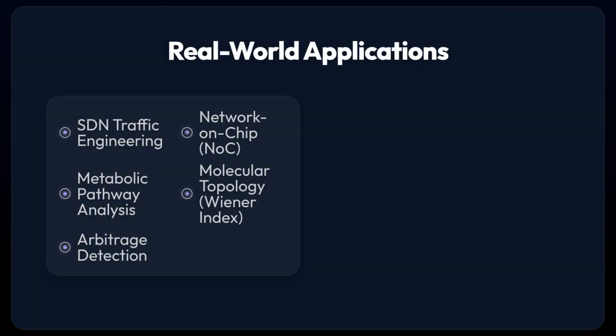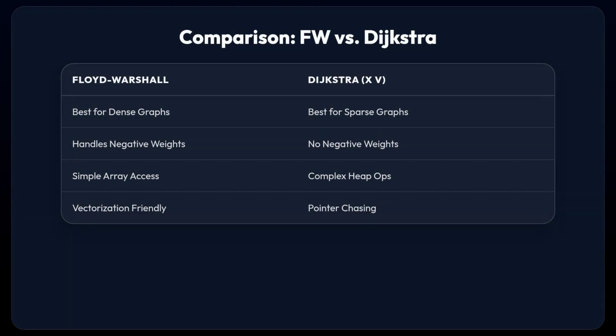This algorithm powers the world around us. In software-defined networking, it calculates global routing tables for the internet. In hardware design, it optimizes the data flow inside multi-core processors. Biologists use it to analyze metabolic pathways, and chemists use it to compute topological indices that predict physical properties of molecules. So, when should you use it?